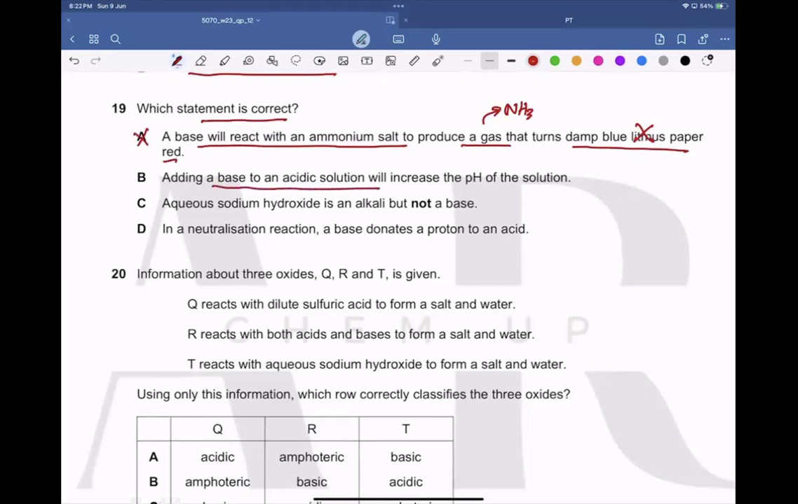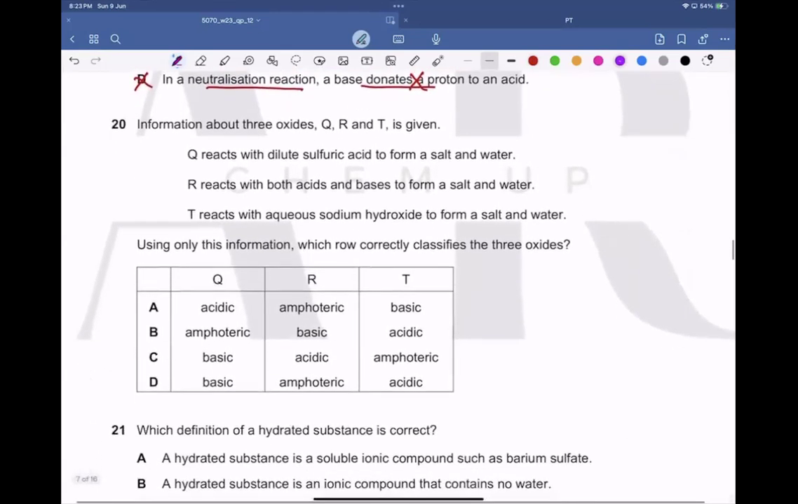Adding a base to an acidic solution will increase the pH of the solution. Yes, acid has a lower pH, base has a higher pH. When we add them, they neutralize, and on neutralization the pH would increase. Aqueous sodium hydroxide is an alkali but not a base. No, all alkalis are bases, so C is wrong as well. In a neutralization reaction, a base donates a proton. No, an acid donates a proton, so D goes wrong as well, and B is the correct answer. Now question number 20.